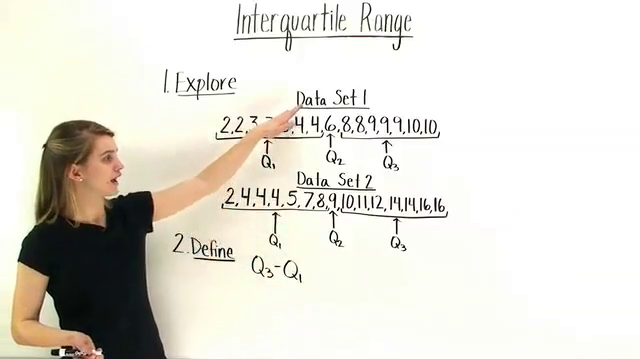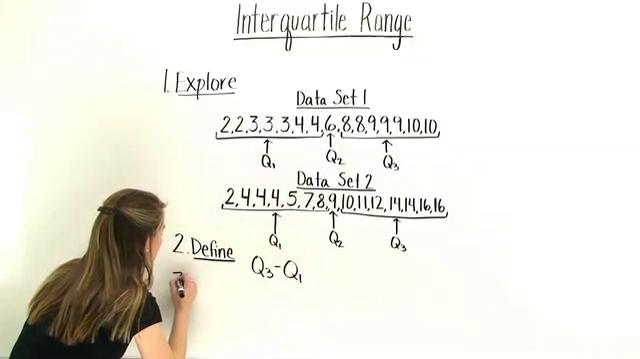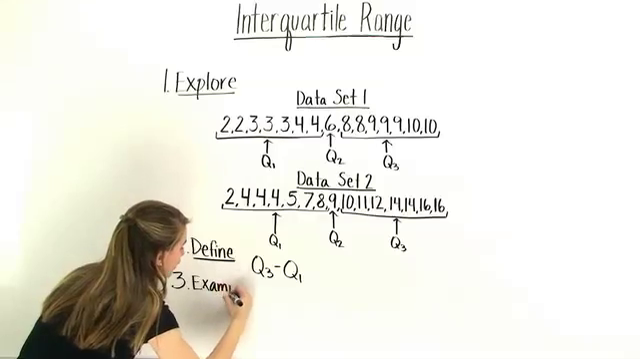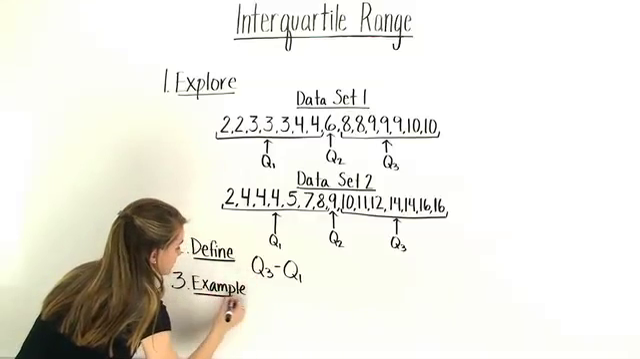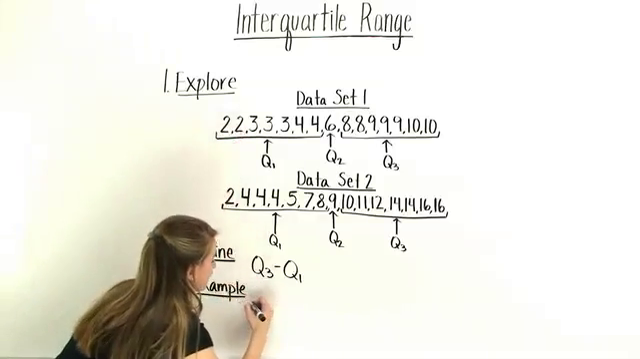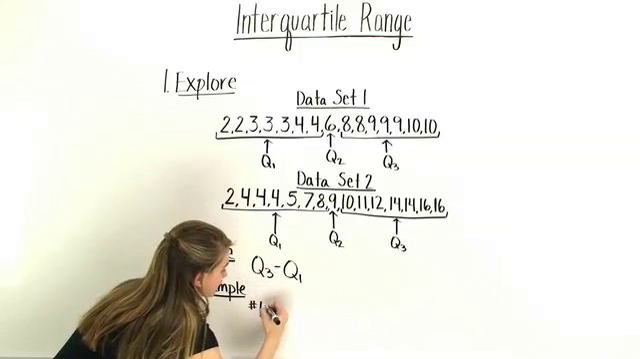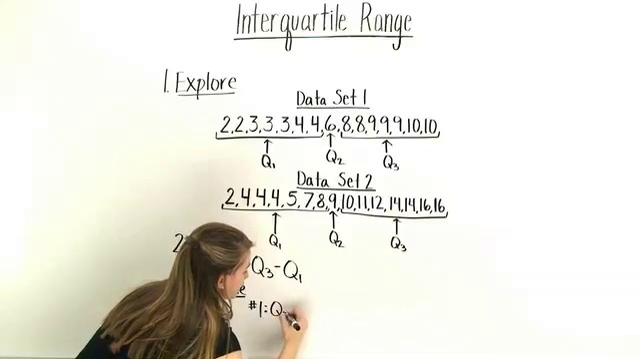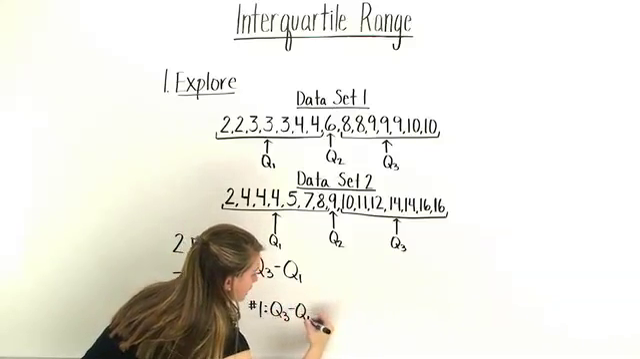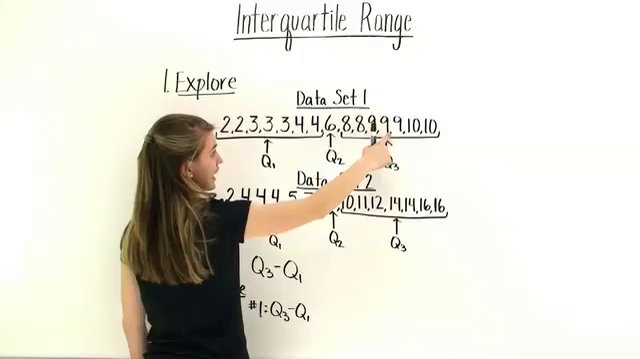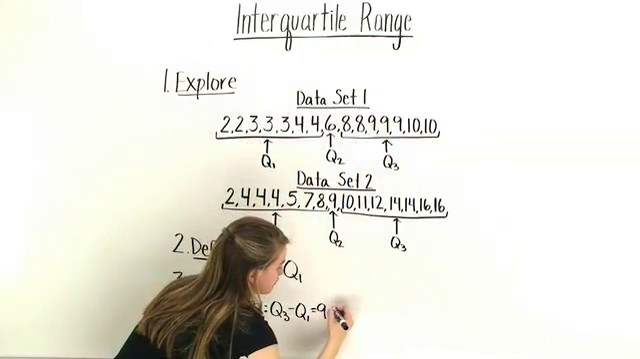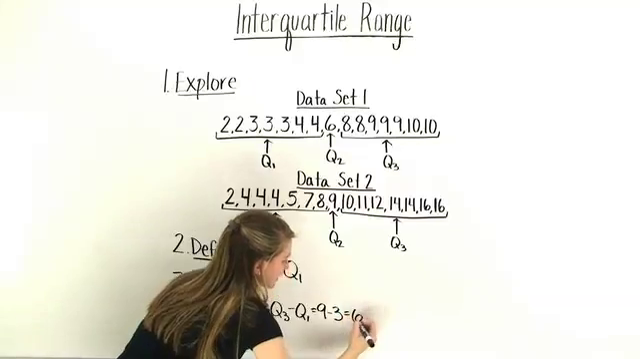Let's go ahead and take a look at these two sets of data. Let's go ahead and use this example, and let's calculate the interquartile range for each of these two sets. Let's begin by taking a look at set number 1. Well, to find the interquartile range, we take Q3 and we subtract Q1. In this case, we take 9 and we subtract 3. So this is equal to 9 minus 3, which is equal to 6.